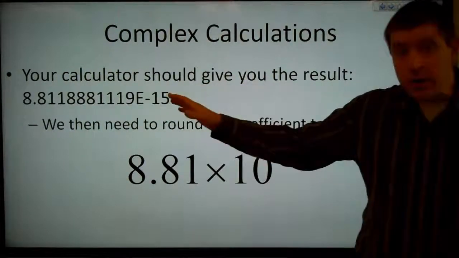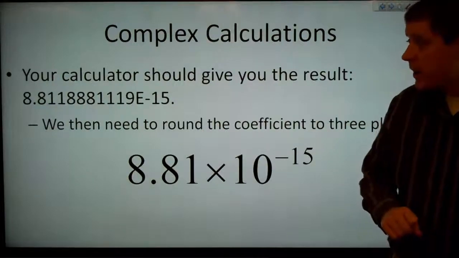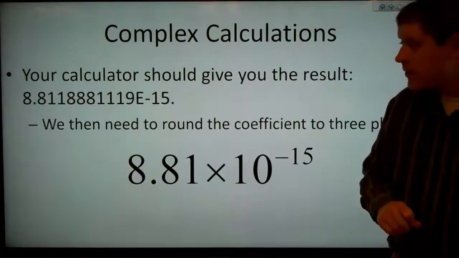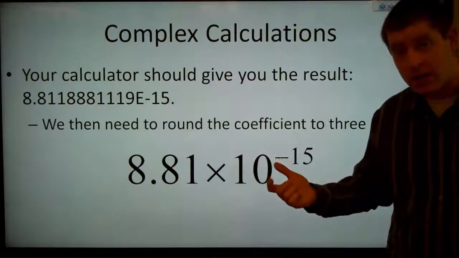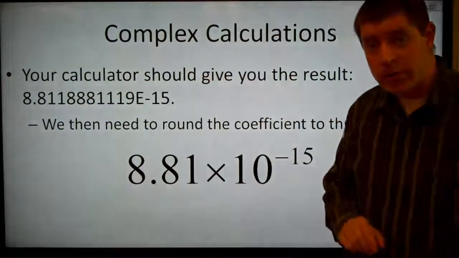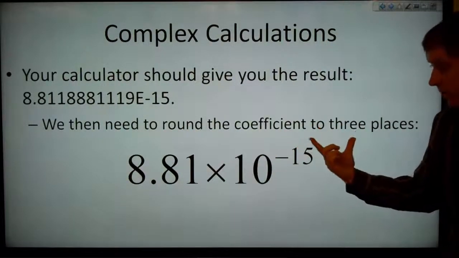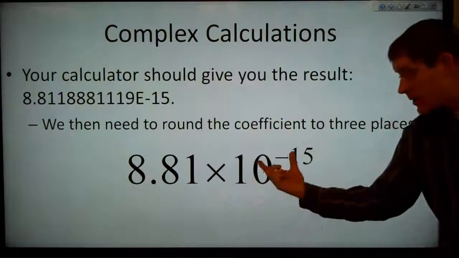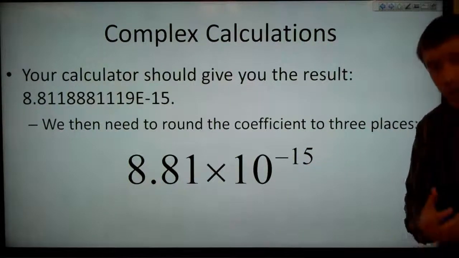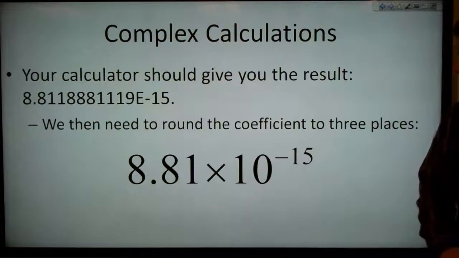So your calculator should give you the result 8.81188811119 E minus 15. You may have a few more or fewer decimal places in here, but in any case, we need to round the coefficient to 3 places, so 8.81 times 10 to the minus 15. Again, until we get to Chapter 3, we're going to always round to 3 decimal places.